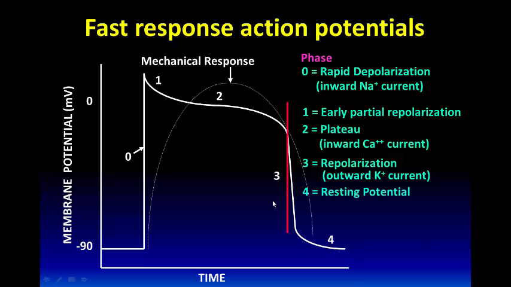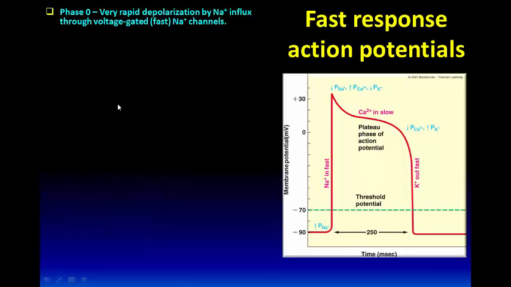So this is again a fast response action potential. This is the resting membrane potential, phase 4, and the myocyte remains resting, remains in the relaxed state, remains in diastole, with the membrane potential approximately negative 90 millivolts until a stimulus arrives, and this stimulus again originates from the sinoatrial node.